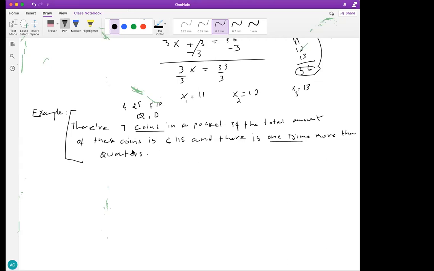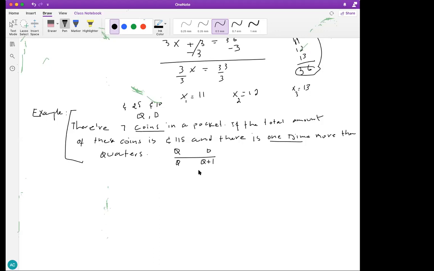So let's say if we have x quarters, well, the number of quarters is Q. This is the number of quarters. How many dimes do we have based on this? It would be whatever this is plus one more. That's right, it would be quarters plus one. So this is whatever the quarters are, and these are the dimes. Whatever number of quarters we have, the number of dimes is this number plus one.